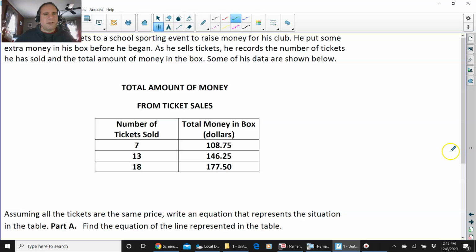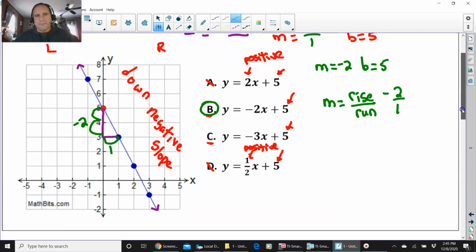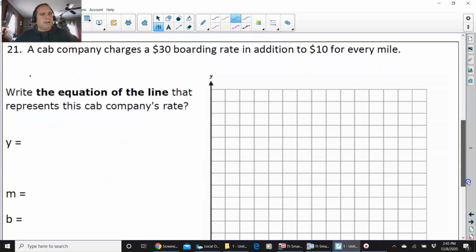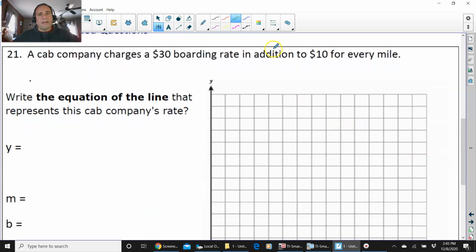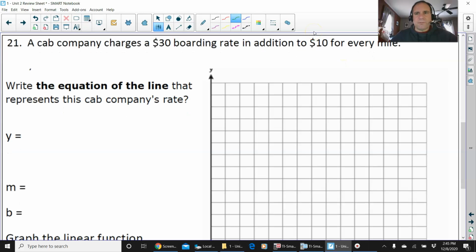All right, let's go on to number 21. Skipped one. A cab company charges a $30 boarding rate in addition to $10 for every mile. So by the way, number 21 is an open-ended question, so you have to show all of your work from here on in. All right. You should show all of your work anyway. Take your time. Cab company charges $30 boarding rate, and I'm going to erase that. That looks kind of sloppy.